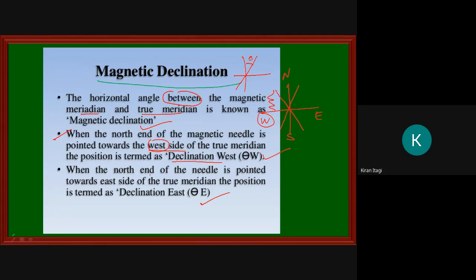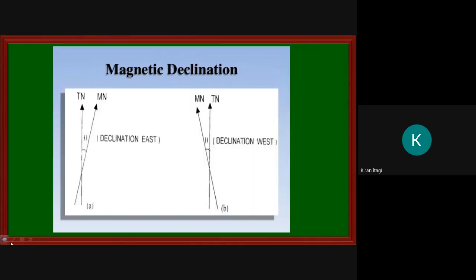Okay, when the north end of the needle is pointed towards the east side of true meridian, the position is termed as declination east. Okay, here take down this figure. Simultaneously, I will explain. This is my true north. This is my magnetic north. Okay, this is my true north, and this is my magnetic north.